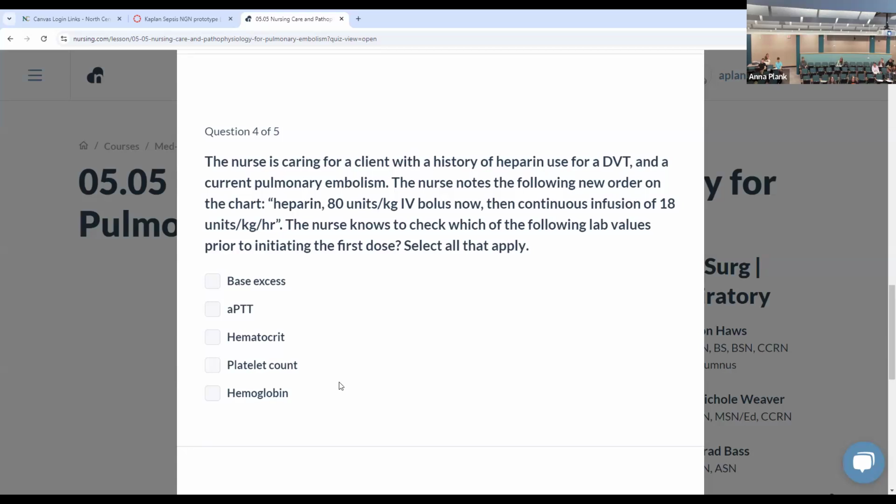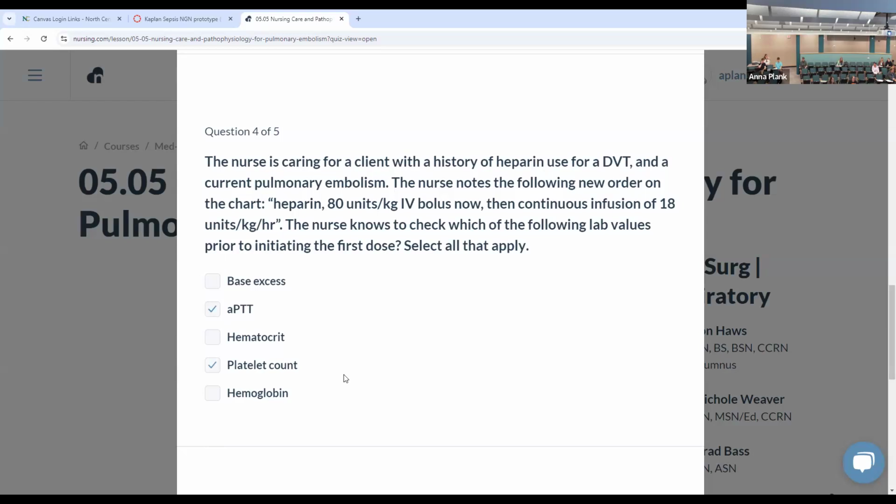What labs do we want to do before our first dose of heparin? What one jumps out at you? APTT. What about the other ones? We want to look at a base excess. Does that have anything to do with their ABGs? Probably not. What about platelets? I want to know those. Hemoglobin and hematocrit? Yeah.